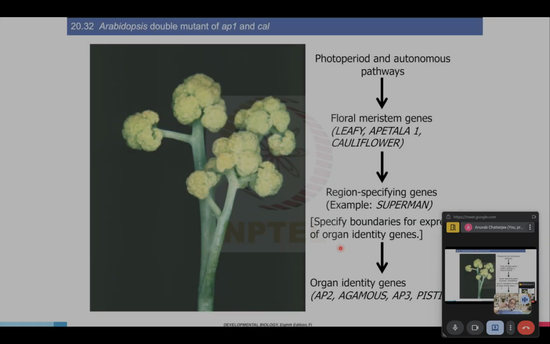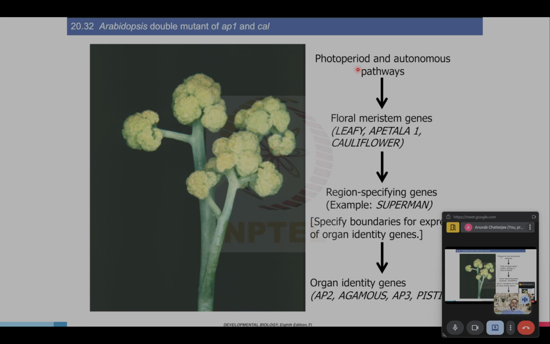In the case of a double mutant, you have essentially nothing getting formed here. Instead of there being flowers, there are only leaves all around. It is all green, and even the stamen and the petal get transformed into vegetative organs. And if you have a double mutant with apetala 1 and cauliflower, it still tries to form a floral meristem, but it is vegetative in nature and looks really like a cauliflower. That is why this mutant is known as the cauliflower mutant.